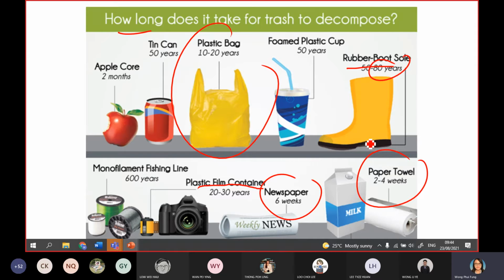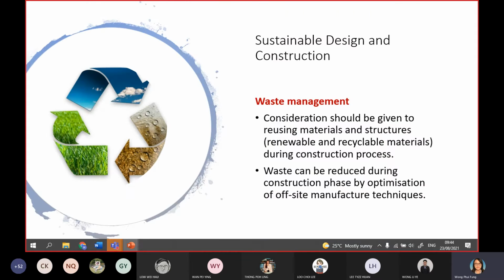So that's why, as I mentioned just now, if you send all this waste to landfill, it will take a longer time to decompose, which is actually quite bad for the environment. That's why reuse and recycle is a way. Consideration should be given to recycling material and structure during the construction process. Okay, what are the benefits of reuse and recycle?